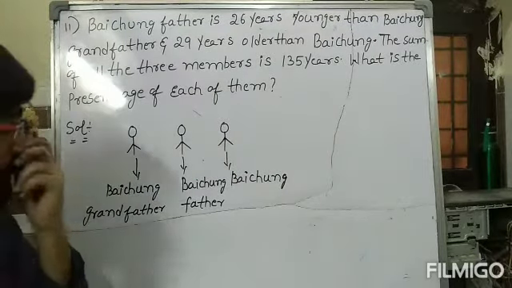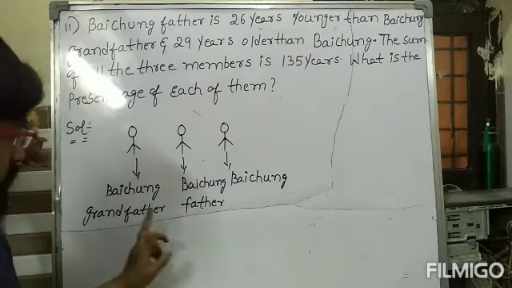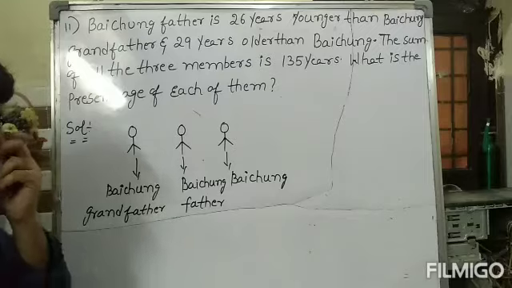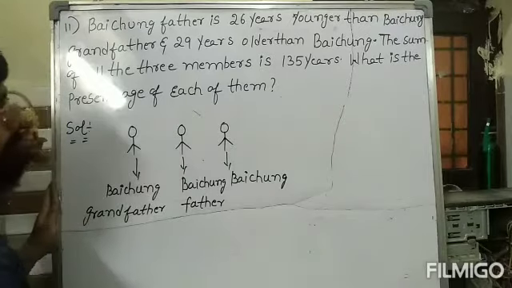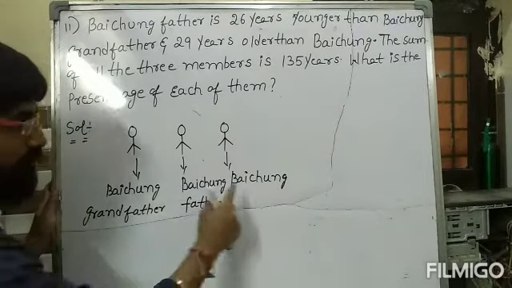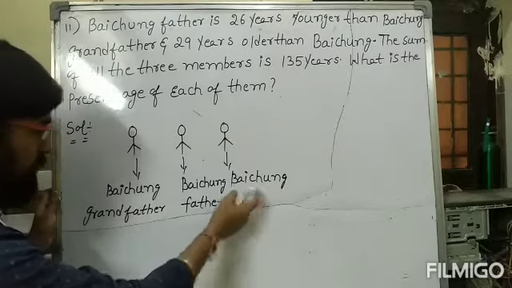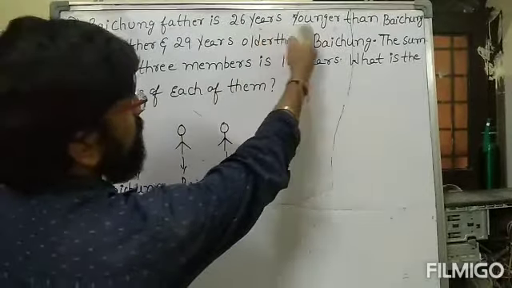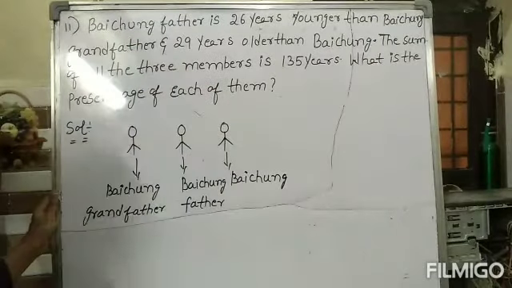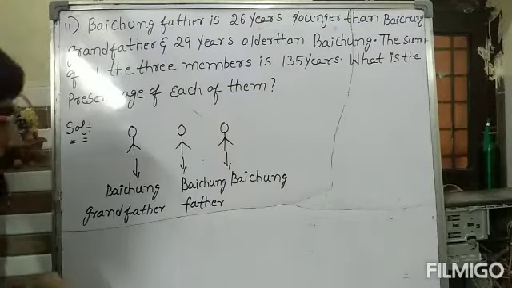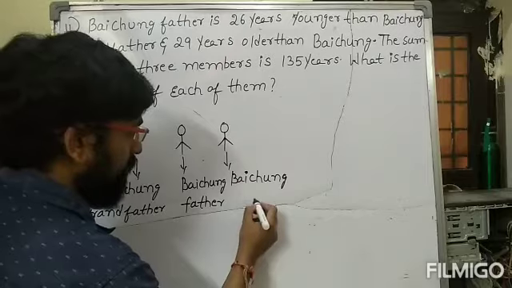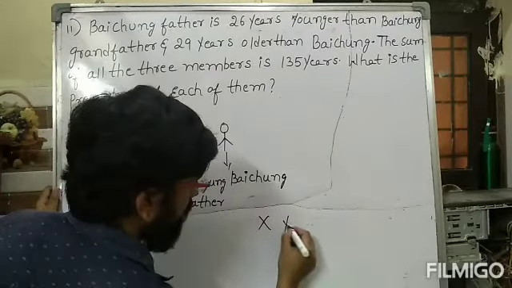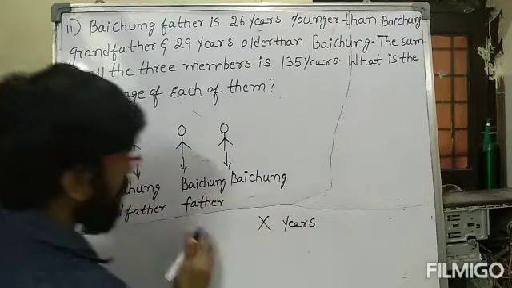Baichong's father is compared with his father and his son. Baichong's father is 29 years older than Baichong, and 26 years younger than his own father. We don't know Baichong's age, so let us go with this: Baichong is X years. If Baichong is X years, what is his father's age?